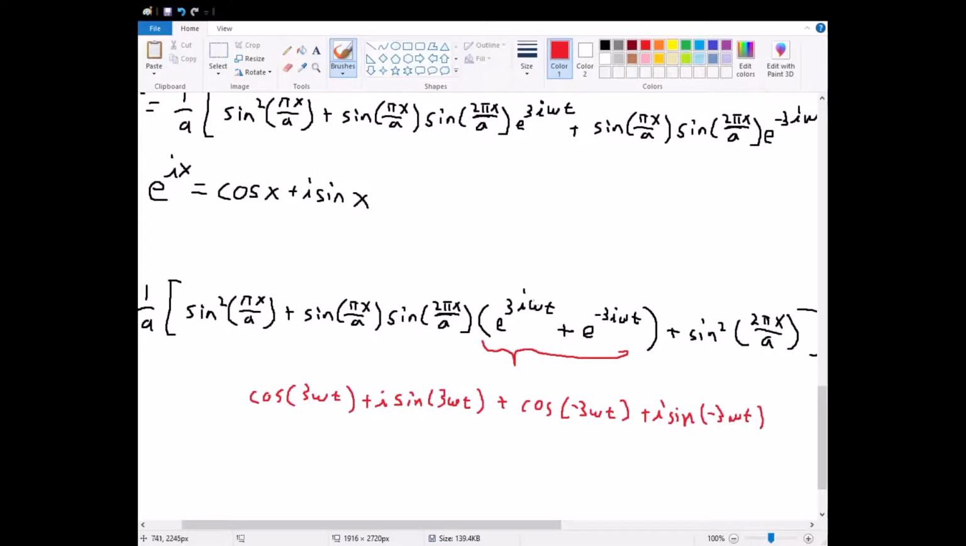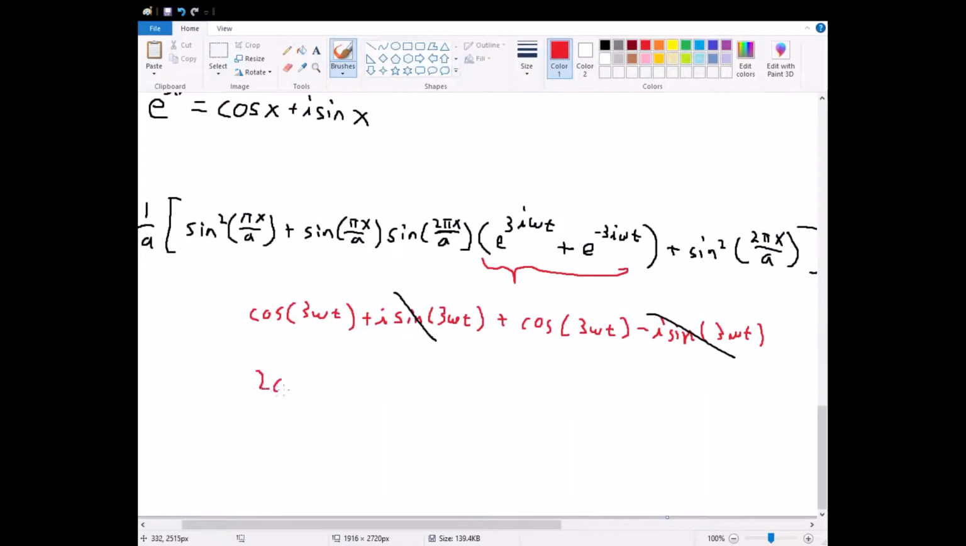And instantly, hopefully you see that there's cancellation here, because sine is an odd function. Sine of negative x equals negative sine of x. So we can erase the negative here and move it out to the front effectively. And that instantly allows us to cancel these two terms. Cosine is an even function, so cosine of negative x is identical to cosine of positive x. So this is actually going to equal 2 cosine of 3 omega t.